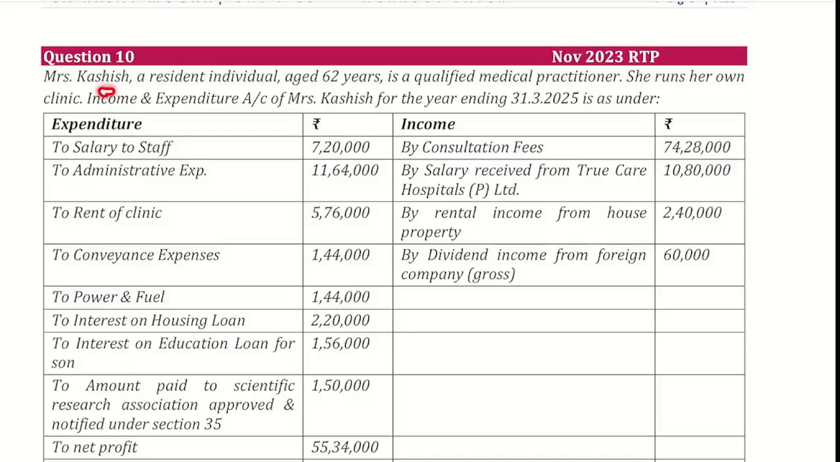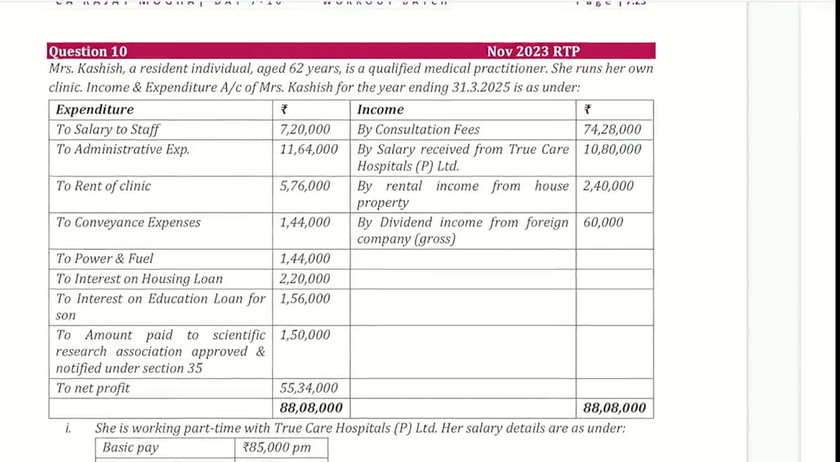It says, Mrs. Kashish is a resident individual, age 62 years. Okay, senior citizen, is a qualified medical practitioner. PGBP income, professional income, correct? She runs her own clinic. Income and expenditure account of Mrs. Kashish for this year is as follows. So we have been provided with the income and expenditure account.